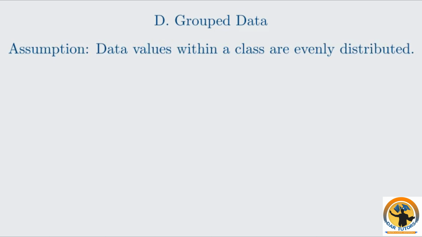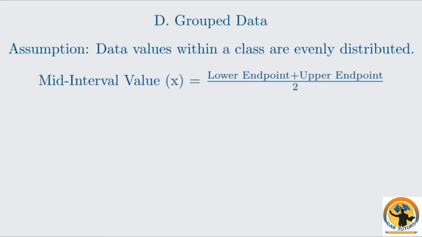To calculate the mean, we must first find the mid-interval value for each class. The mid-interval value, which we'll call x, is simply the average of the lower and upper endpoints of the class interval. This value acts as a representative for all the data points in that class. Let's work through an example from your notes.